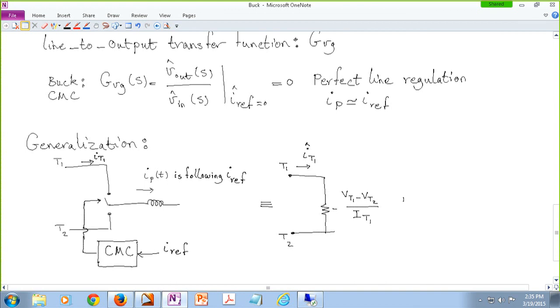Then we had a dependent source of current, which was, let me see what it was. In the buck model, I think it was D times IREF, but D in a buck converter is V out over V in. V out is VP, V in is VT1 minus VT2, so this is basically VP divided by VT1 minus VT2.